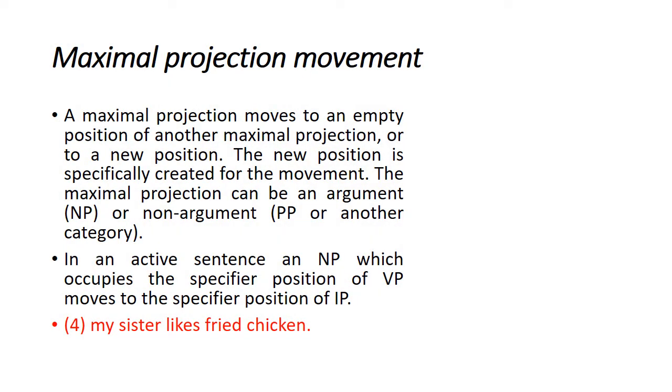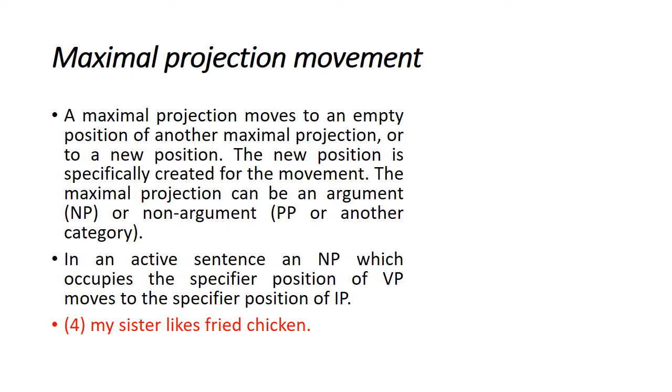Maximal projection movement. A maximal projection moves to an empty position of another maximal projection or to a new position. The new position is specifically created for the movement. The maximal projection can be an argument NP, or a non-argument PP, or another category. In an active sentence, an NP which occupies the specifier position of VP moves to the specifier position of IP.